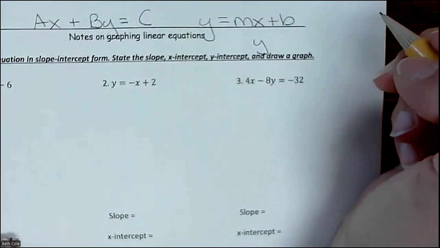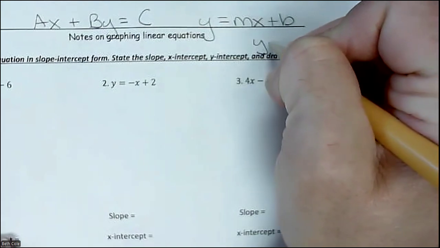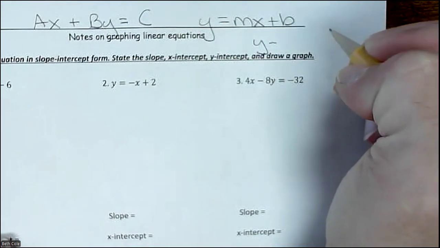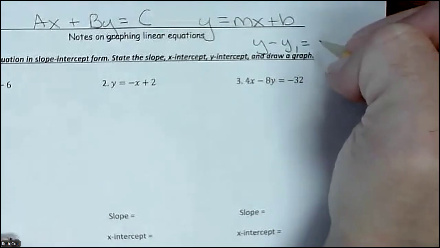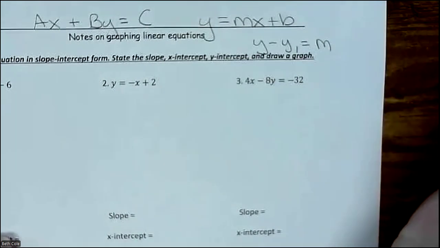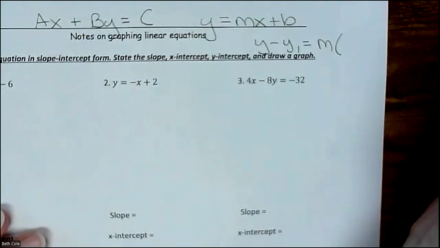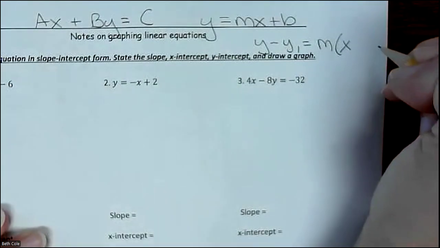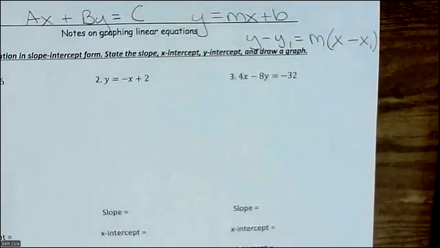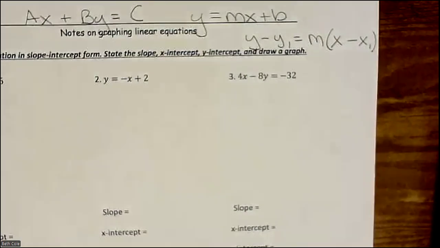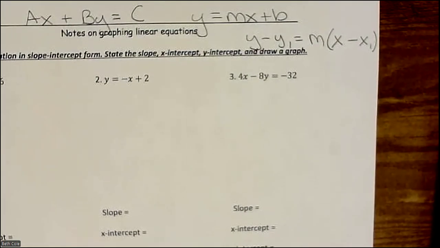Go ahead. It's y minus, good. y1. Good. Equals m. Close. It's M. That's your slope. M is slope. M for slope, because that makes sense. Parentheses. X minus x1. That one confuses people because of the ones. Those would be numbers. So for example, y minus 2 equals 14, parenthesis, x minus 3.